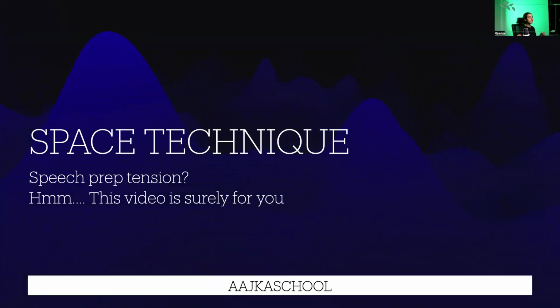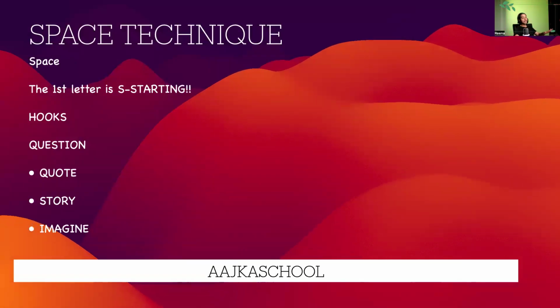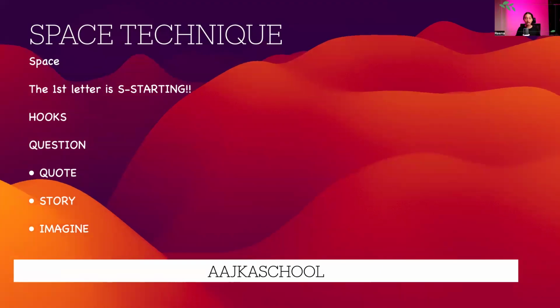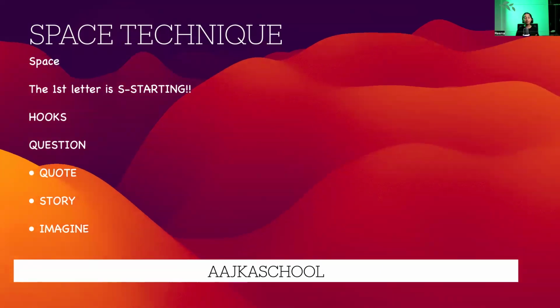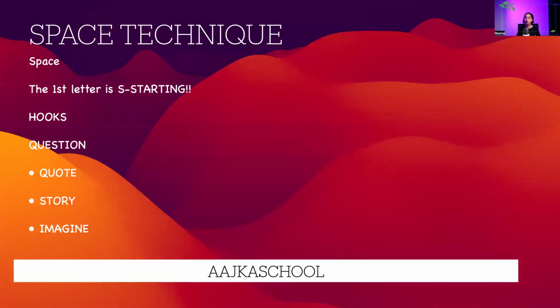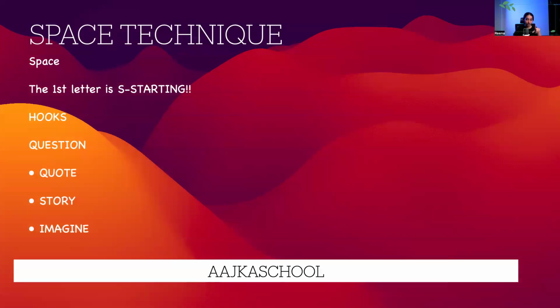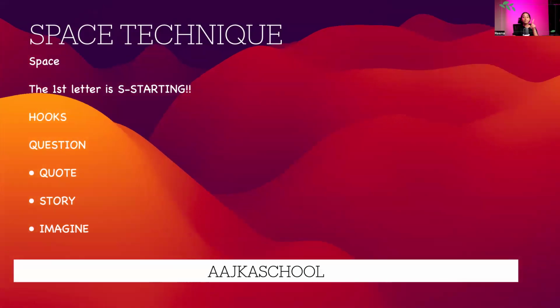So this is an acronym basically, and in space, each letter means something. So basically there are 5 components to create a speech, and first we'll start with the letter S. So space technique starts with the letter S, and it's going to be the starting, premise, actual reasons, call to action, ending. The first letter is starting, where you put the hooks: question, quote, story, imagine.